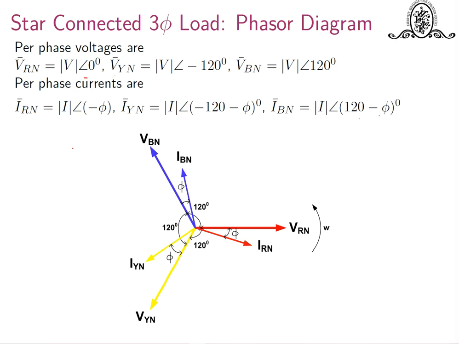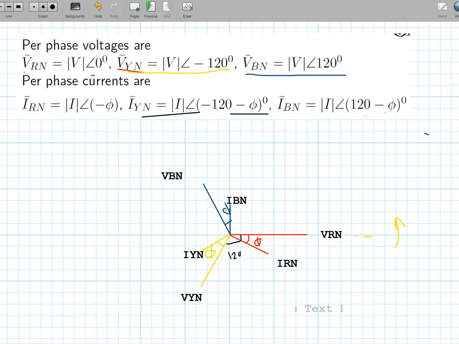Here I have considered the RL type of load. If the load type is RC, then obviously this angle is equal to plus phi. In that case, this current will be leading. So the IRN current will be leading in case of RC load. IYN is also leading in case of RC load, and IBN is also leading in case of RC load. So RC load will be leading, and if it is R load, obviously they are in phase.